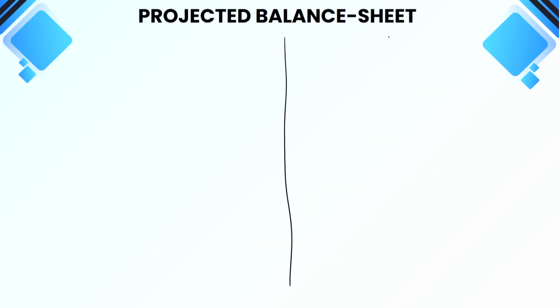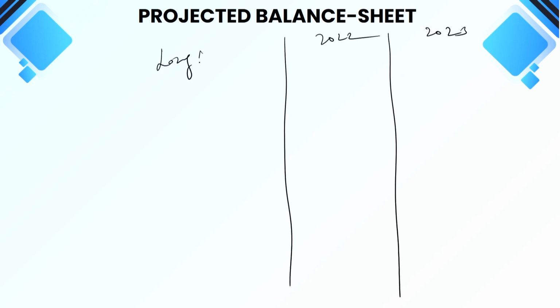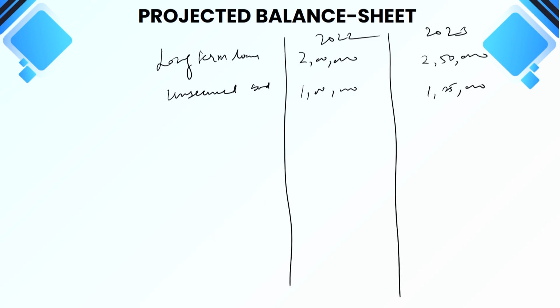Moving ahead, the next figure is of long-term loans, which was 2 lakh, up by 25%, comes to 2,50,000. Similarly, unsecured bonds from 1 lakh to 1,25,000. We are just adding up the 25% in each item.